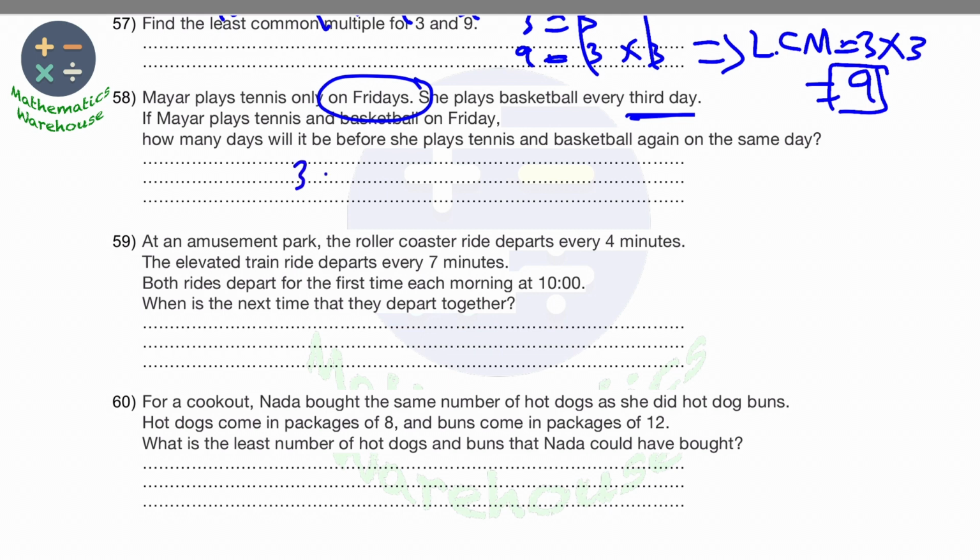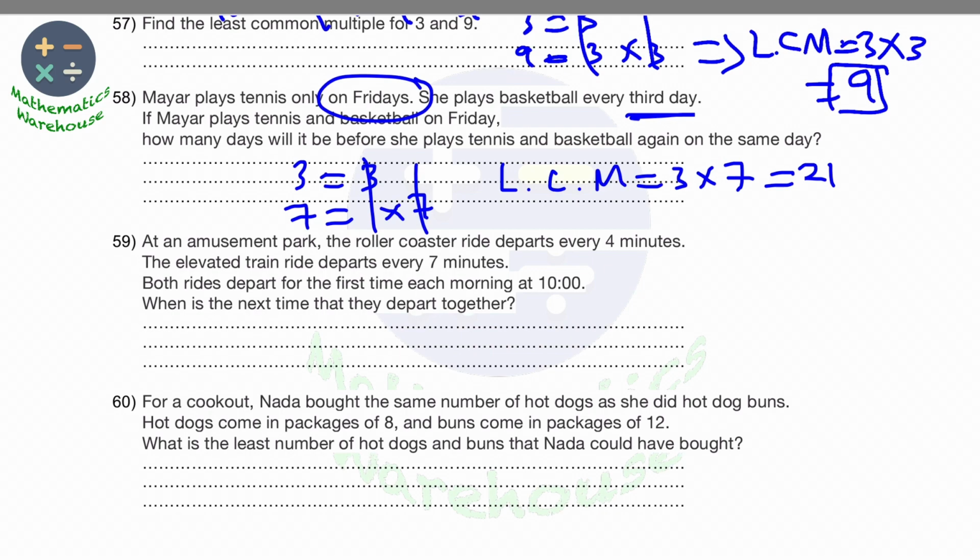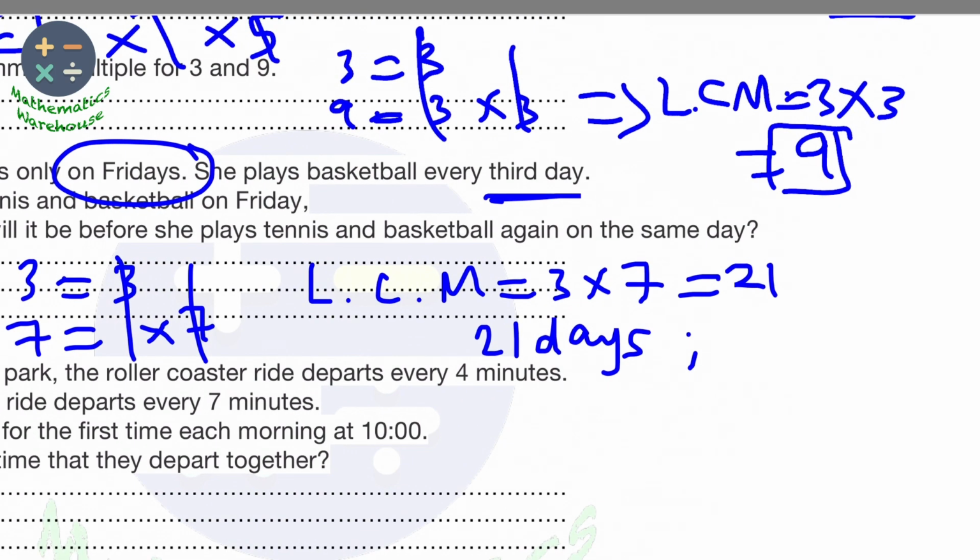As we said, 3 is 3 and 7 equals 7. Now least common multiple will take one from each. So LCM equals 3 times 7 equals 21. So the answer is 21 days, or we can say after 3 weeks.